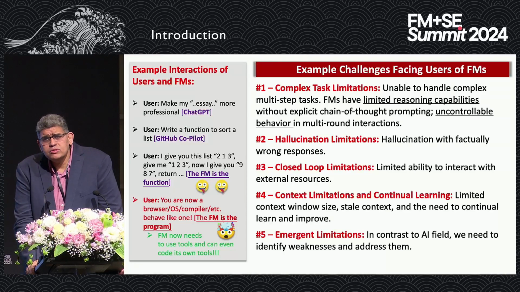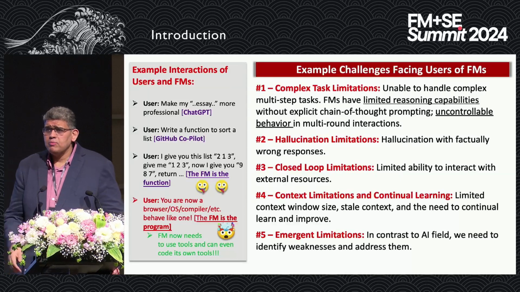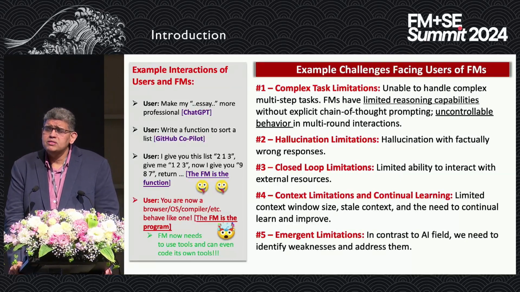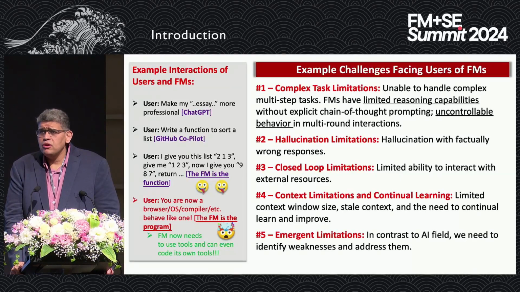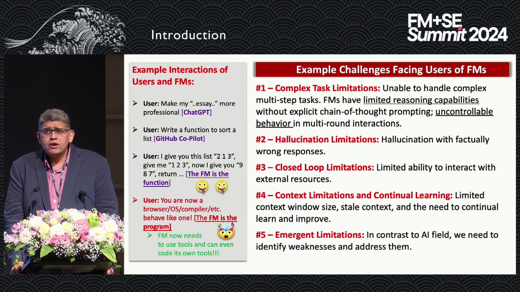And whereas a lot of AI folks get very excited about emerging capabilities, we in software engineering actually get very excited about emerging limitations. So we're starting to recognize that there are things that they're not good at. And now the question is, maybe either we don't ask them to do these things, okay, or we figure out how to make them better.